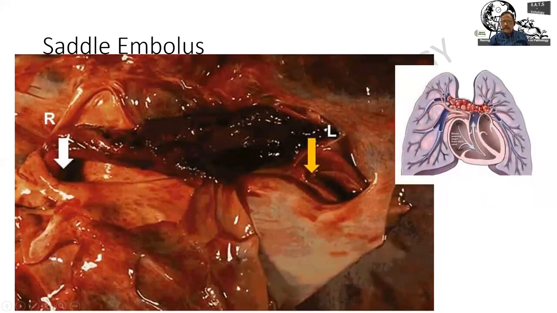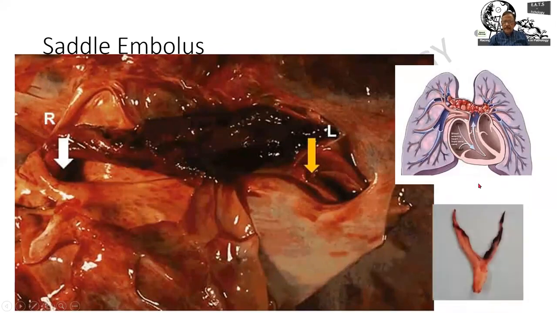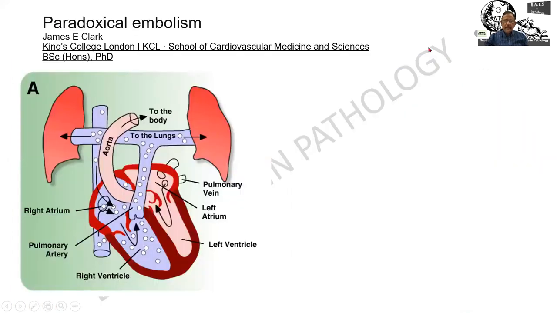So this is a diagrammatic one. This picture I think will be more congenial for us to understand. So it gets lodged at the site of bifurcation of the pulmonary artery. And at postmortem, you find that a clot like this can be removed from the site of bifurcation. And this is a saddle embolus. We had seen what a saddle embolus is. And now we'll go to the next term, a paradoxical embolism.